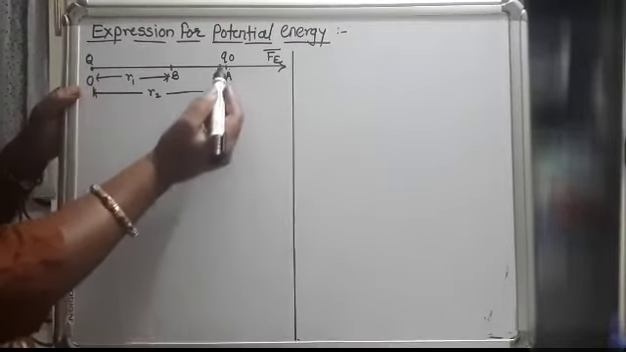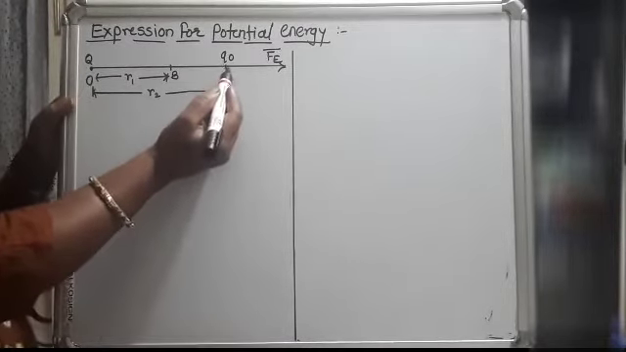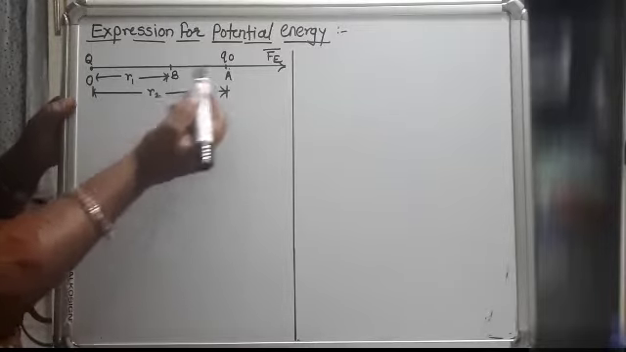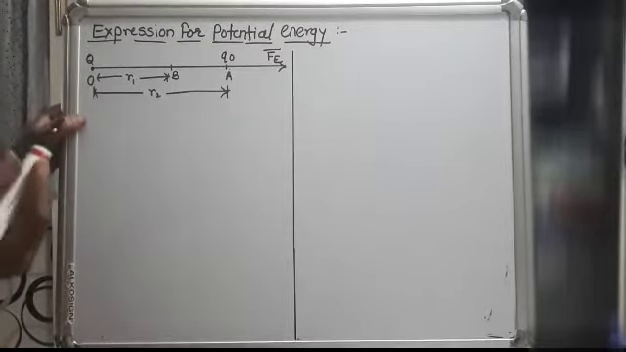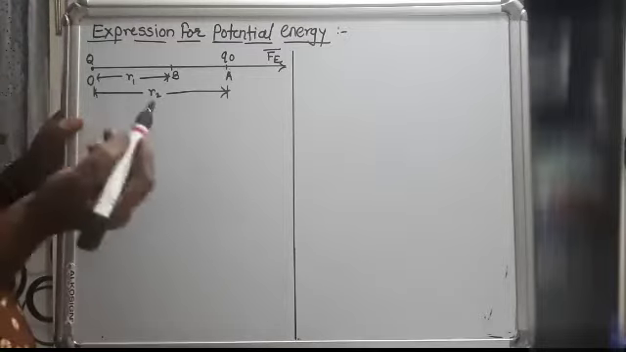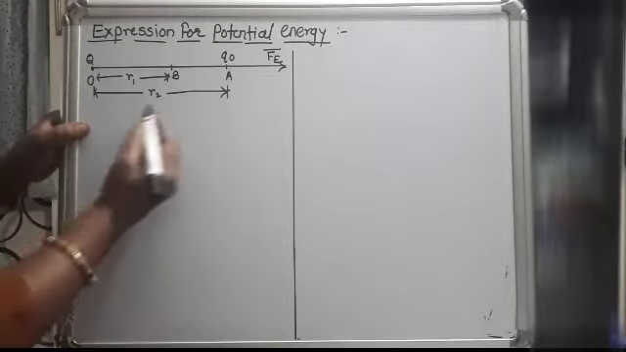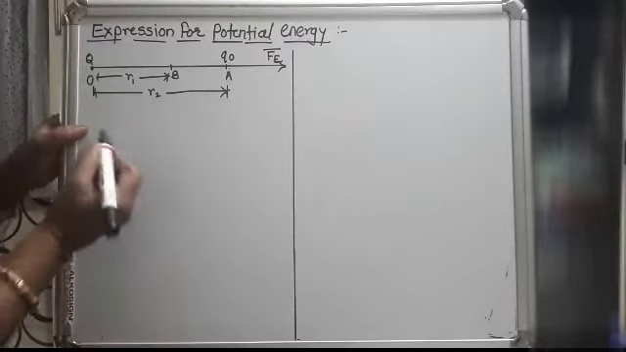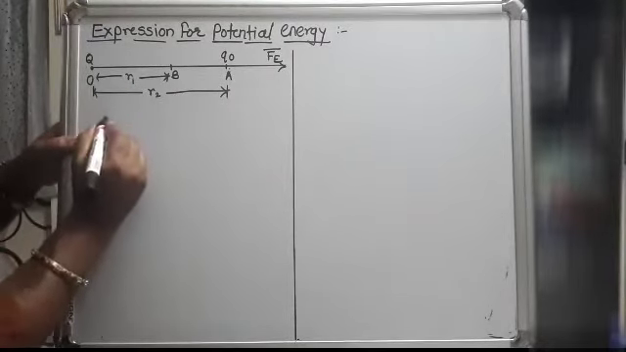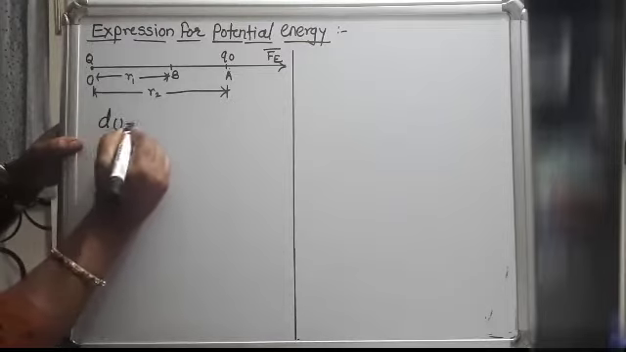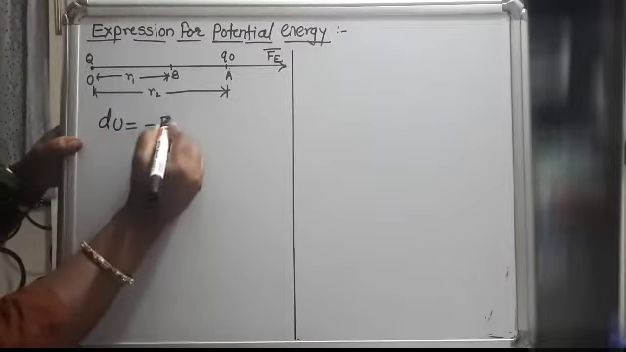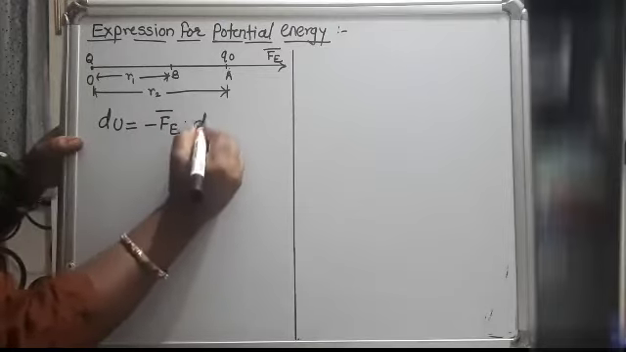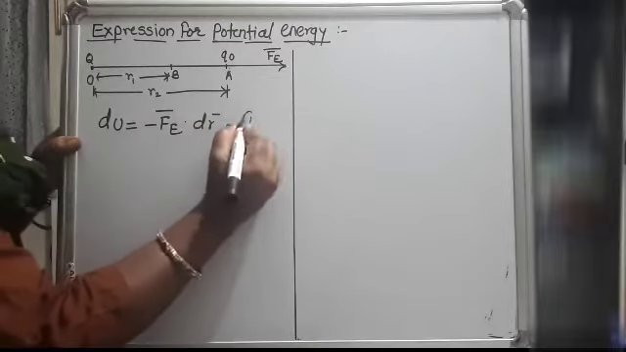If a force acts on the charge, then the charge is displaced from point A to B. Then there is work done against the electrostatic force Fe, and because of this displacement there is an increase in potential energy. The increase in potential energy is the electrostatic force into dr bar. This is the first equation.